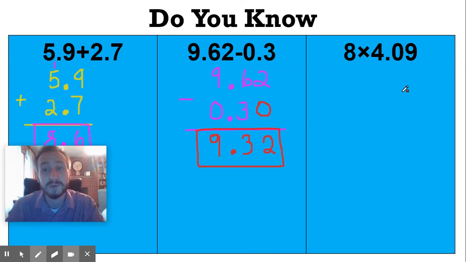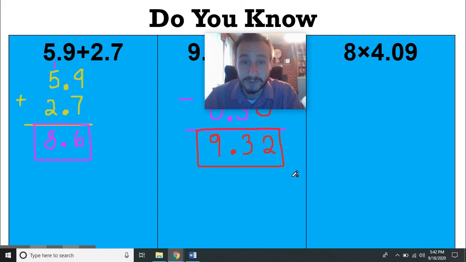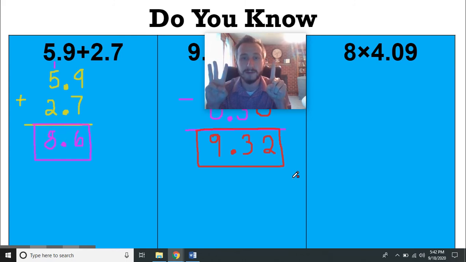Now let's try this multiplication problem over here. So we have 8 times 4.09. Remember, when you're multiplying with decimals, the number that goes on top is the one with the most digits. So I'd like to use my hands on this. We have 8 and 4.09. Which one's more, 1 or 3? 3 is. So my 4.09 should go on top and my 8 goes on the bottom.